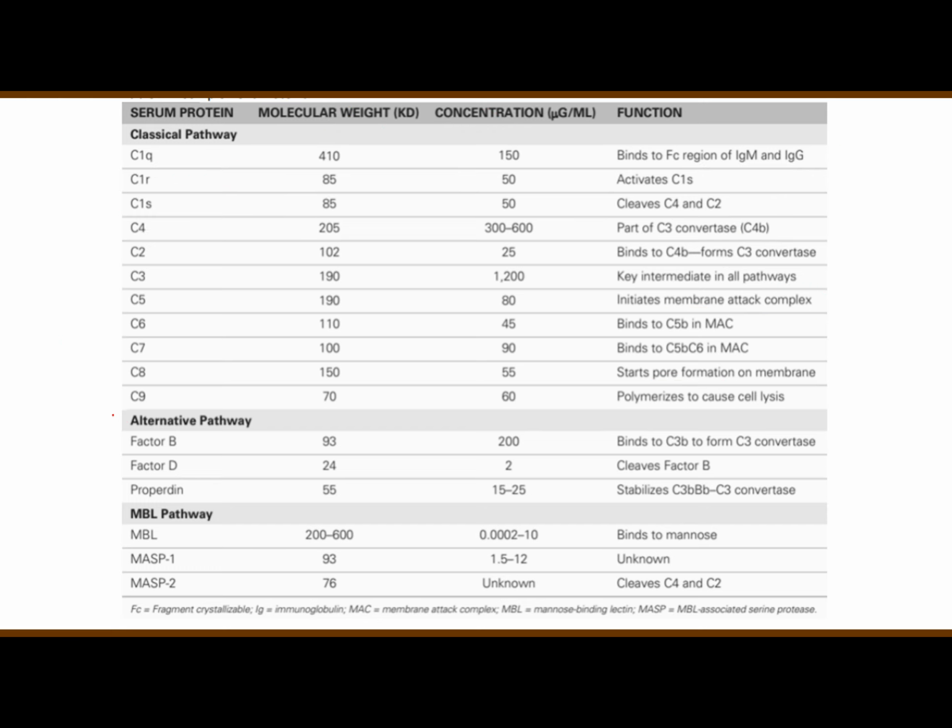Then we also have the second pathway, the alternative pathway. Now, the alternative pathway is composed of three complement proteins. They are number one, factor B, factor D, and properdin. Factor B would bind to C3b to form C3bB. Factor D would cleave factor B. Properdin would stabilize the C3bBb C3 convertase.